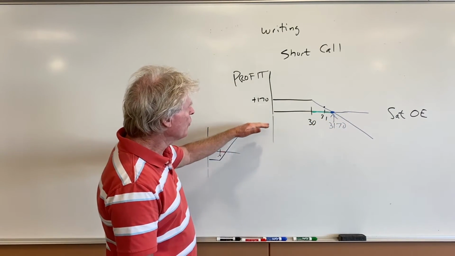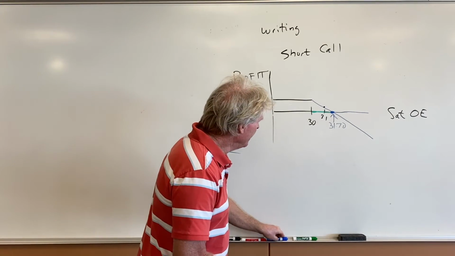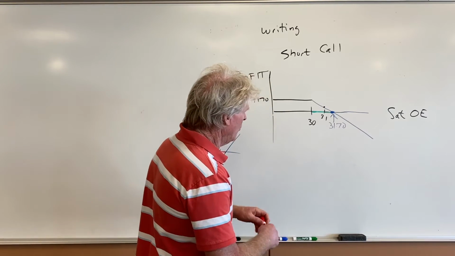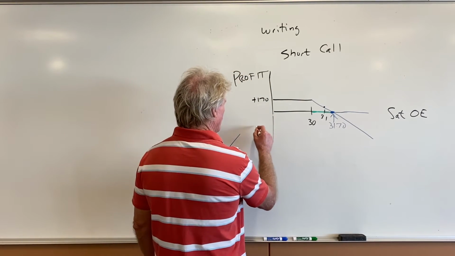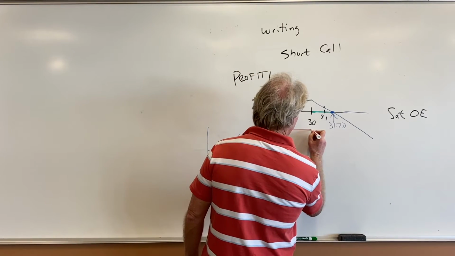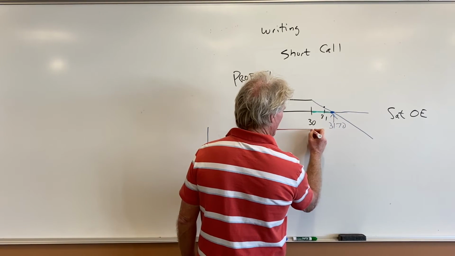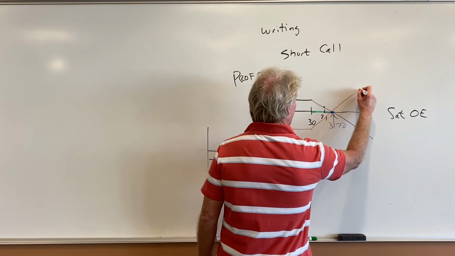Now, I can superimpose the long call profit diagram on this. I'll do it using red. And so we paid 170 for the call and flat line to 30. And then we're going to break even at 31.70 also. And so I'll draw that like that.